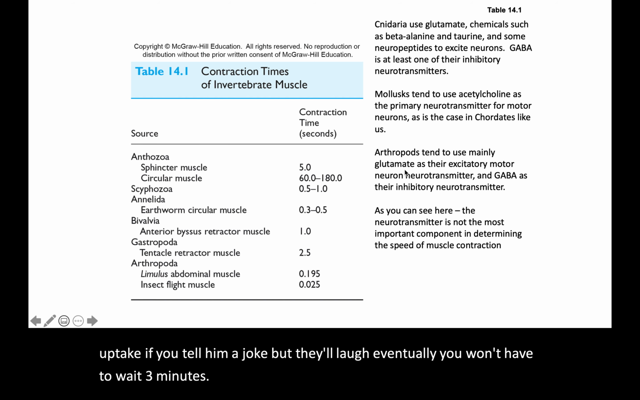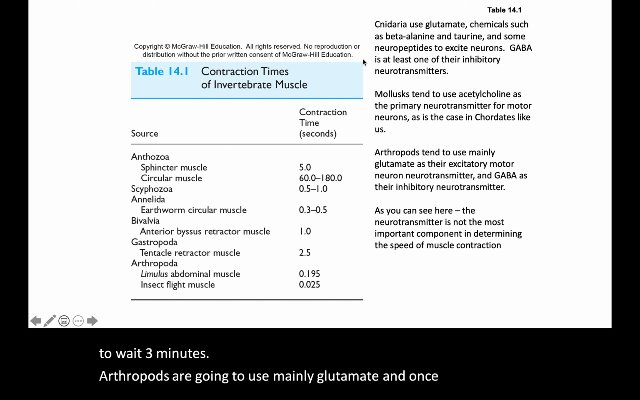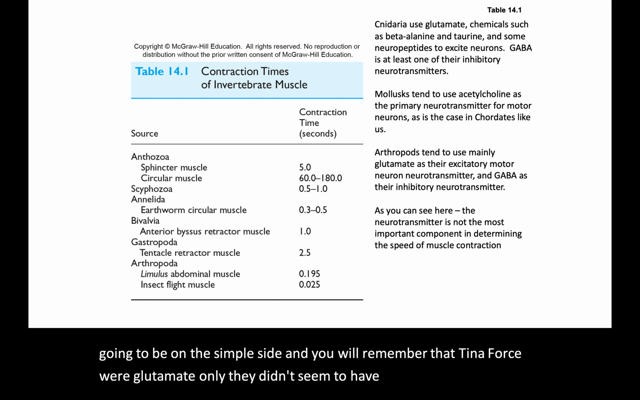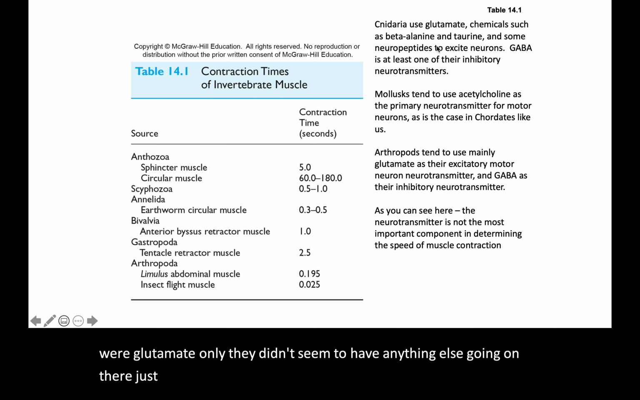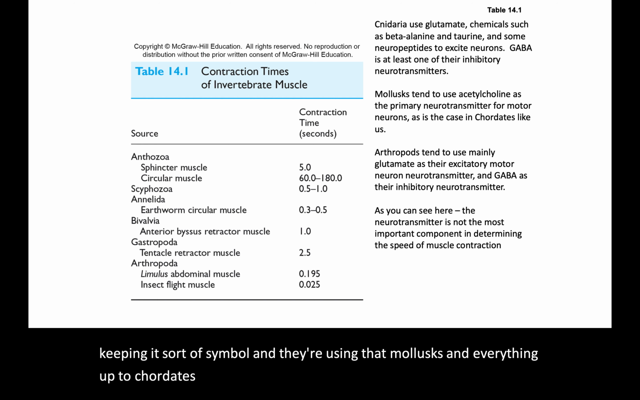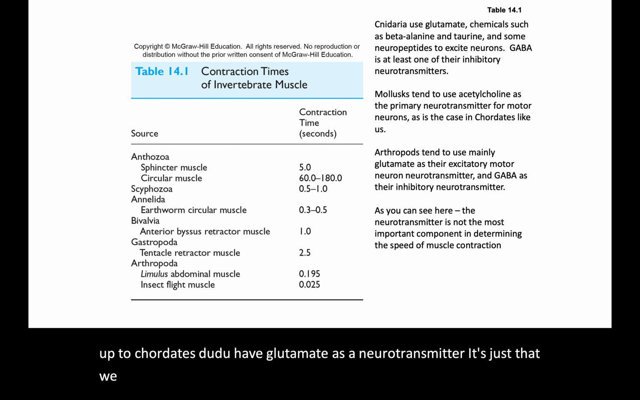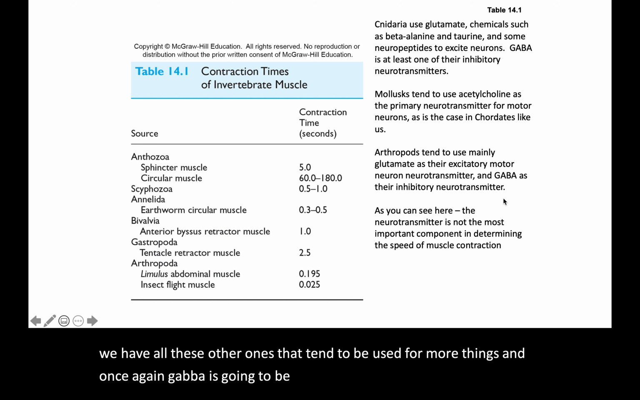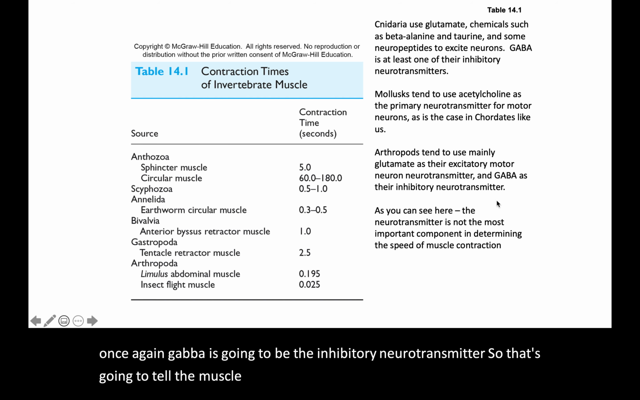Arthropods are going to use mainly glutamate once again, so they're going to be on the simple side. And you will remember that ctenophores were glutamate only. They didn't seem to have anything else going on there, just glutamate and aspartate. And so Cnidaria and arthropods are still keeping it sort of simple, and they're using that. Mollusks and everything up to chordates do have glutamate as a neurotransmitter. It's just that we have all these other ones that tend to be used for more things. Once again, GABA is going to be the inhibitory neurotransmitter. So that's going to tell the muscle when to stop contracting and relax.